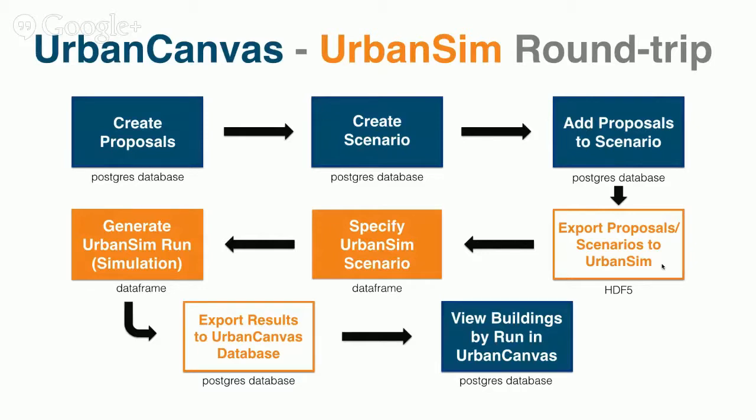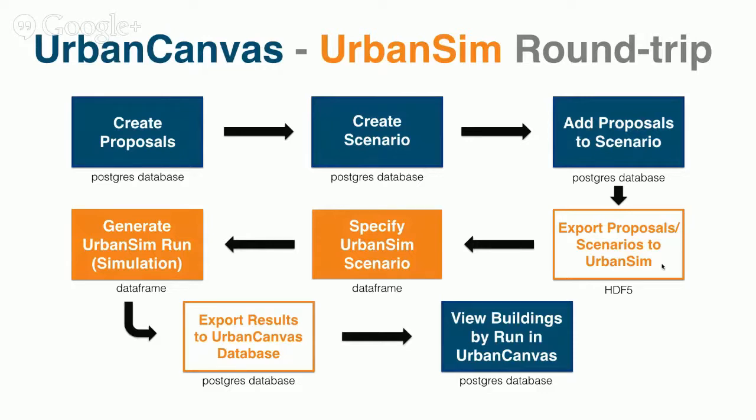And right now we're generally working with an HDF5 file, but we could probably also pull directly from the database. It's kind of nice to have that sitting on disk so you can access and reaccess without having to connect to the database. And once you have that in the UrbanSim cache, you specify the scenario that you want to run. So the scenarios you've created in UrbanCanvas can be accessed from UrbanSim.